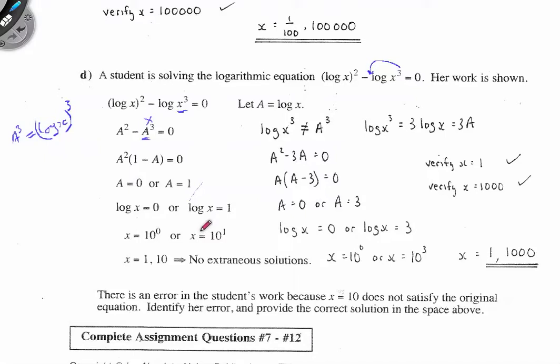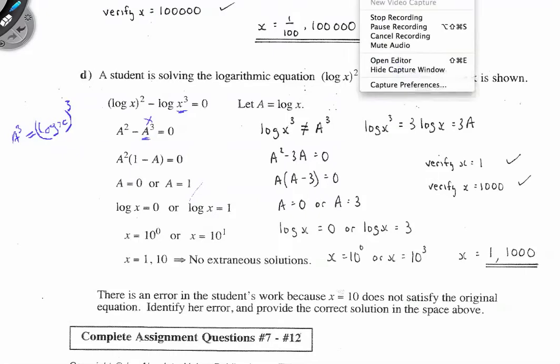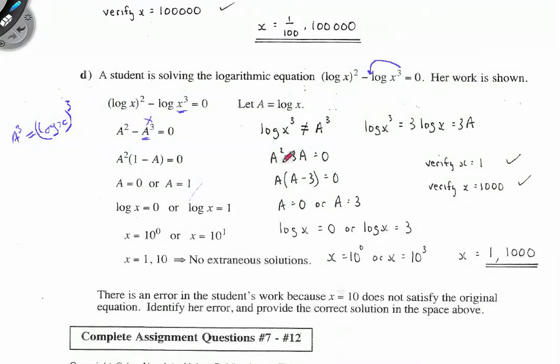But this log x cubed is not equal to a cubed. That's the trouble. And so this is really a quadratic. It should be written, just pause for a sec. It should really be written, we should go from here down to here, where really we have the 3 in front. So it should be negative 3 log x, or negative 3a in this case, equal to 0.